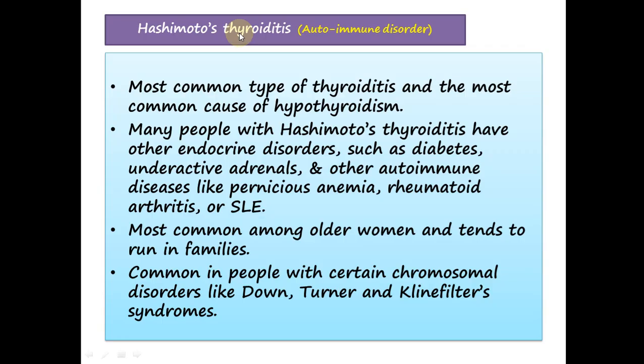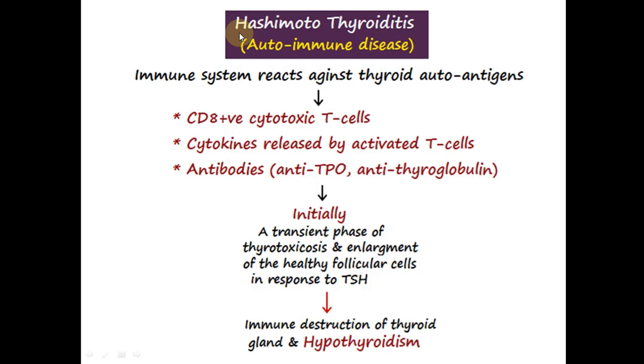Now, Hashimoto thyroiditis. There are two diseases at the extremes of the functional disorders of the thyroid gland. In hyperthyroidism, the autoimmune disease is Graves' disease. And at the other end of the spectrum, in hypothyroidism, there is another autoimmune disease which is known as Hashimoto thyroiditis. And here, the immune system considers the thyroid proteins as foreign and develops an immune reaction against the thyroid proteins.